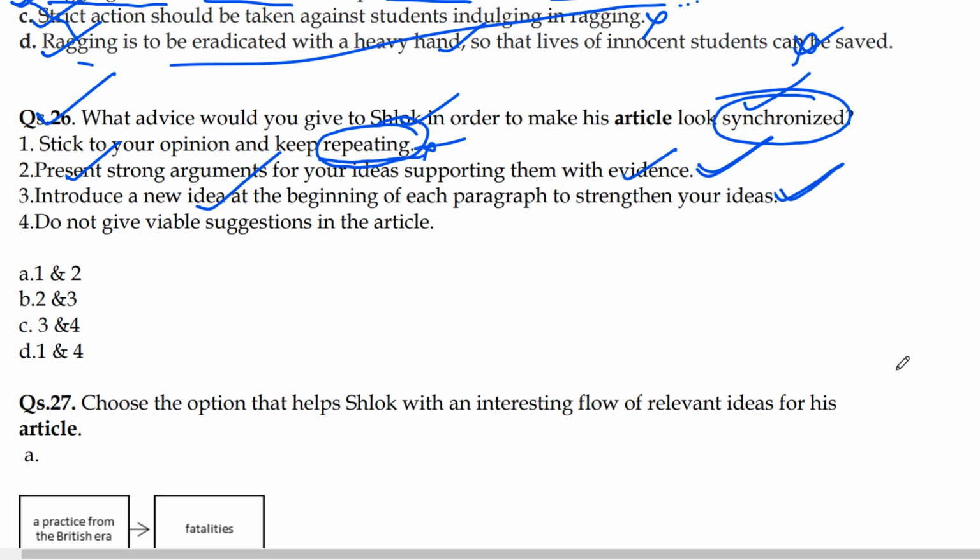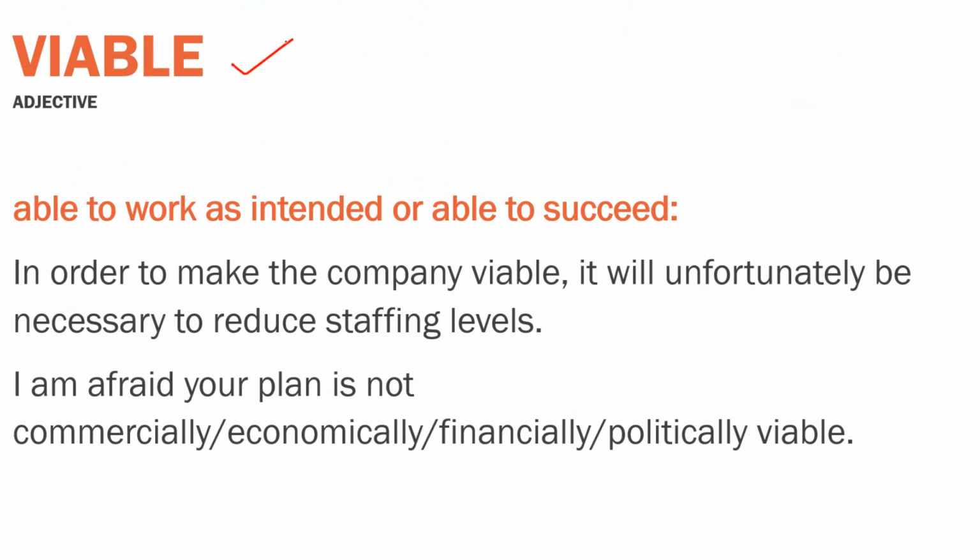Look at the last one. Do not give viable suggestions in the article. Here it says don't give viable suggestions. Actually, viable suggestions are very essential for such an article. But the last option says don't give any viable suggestions. Now let us check the word viable. Able to work as intended or able to succeed. That is viable. Viable suggestions are suggestions that are able to succeed in solving this problem. Whether we have to give them or not, yes, we have to provide such viable suggestions.